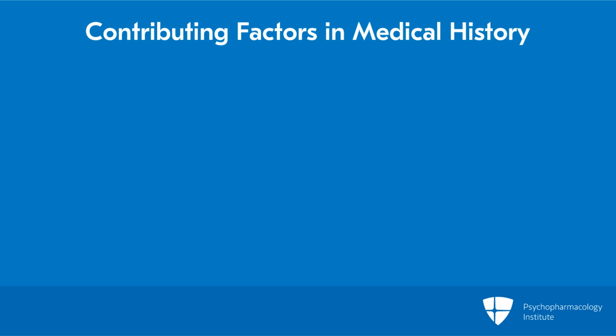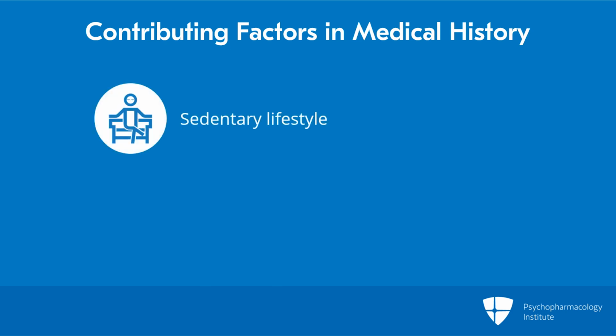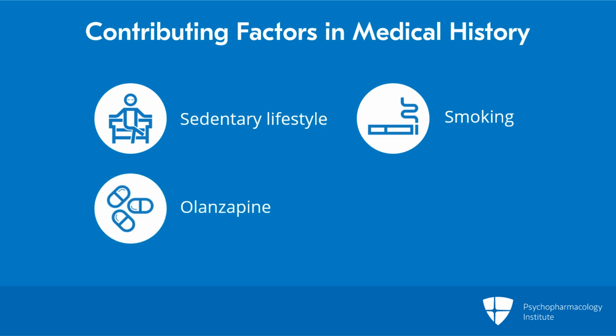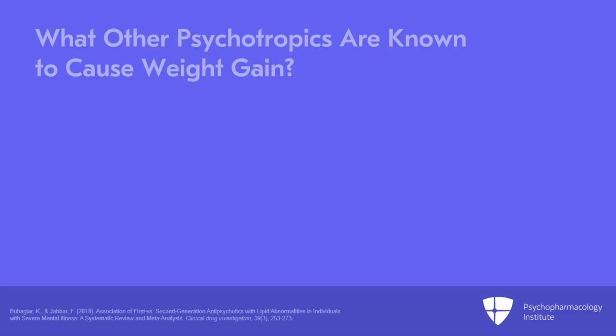Well, I can think of 4 things that are exacerbating this. Sedentary lifestyle, smoking, treatment with olanzapine, diet. Remember that any medication that causes weight gain increases the risk of metabolic syndrome. Among psychotropics, this includes several antipsychotics and especially clozapine and olanzapine. So my next question for you, what other psychotropics are known to cause weight gain? And I'd like you to pause and think about this for a minute.